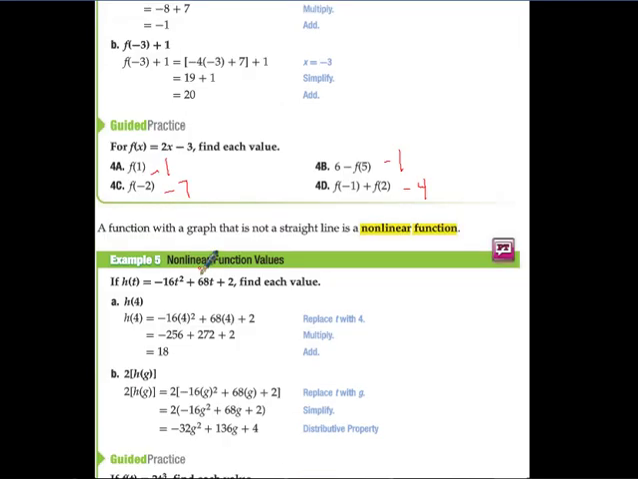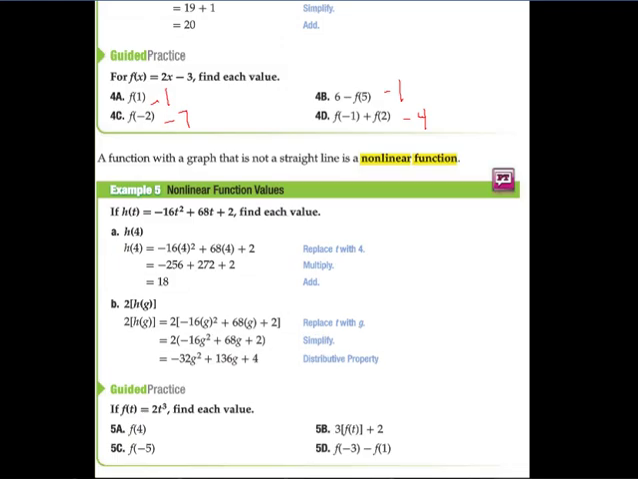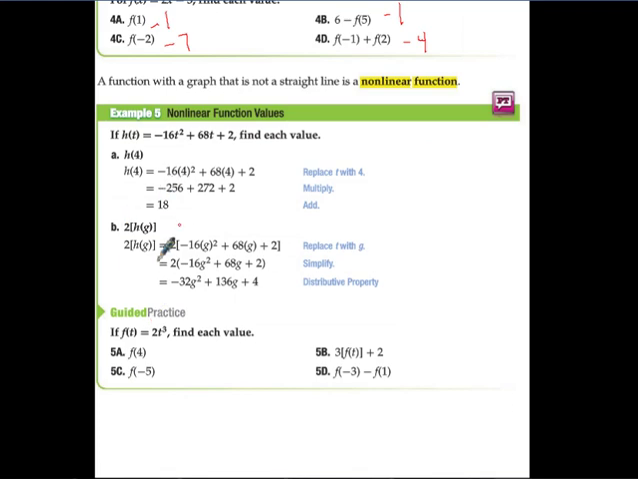A function with a graph that is not a straight line is just called nonlinear. A straight line is linear. Anything else is nonlinear, all right? But we're doing the same thing on these nonlinears that we did on the line functions up here. So we're still just substituting in, okay?